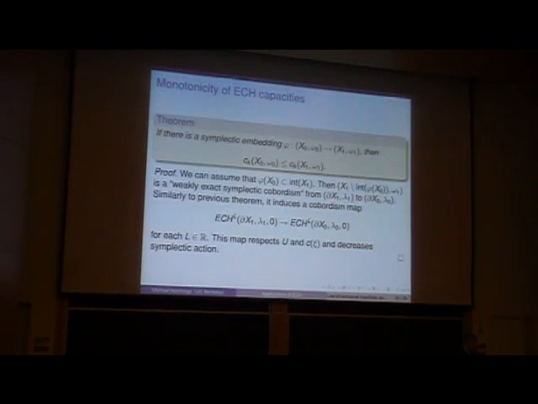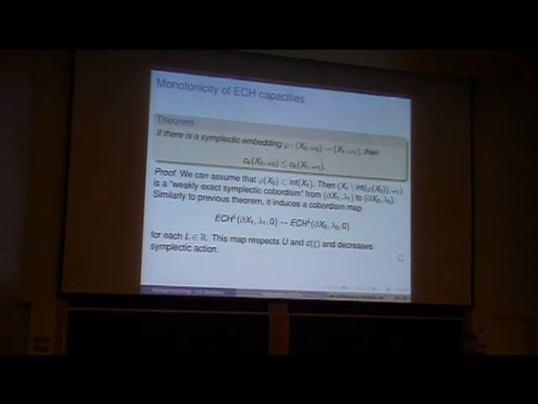The reason why this is useful is because if there exists a symplectic embedding from one of these four-dimensional domains into another, then the ECH capacities of one have to be less than or equal to the ECH capacities of the other. So that immediately implies the only if part of McDuff's theorem: if there exists an ellipsoid embedding, then the sequence of numbers for one ellipsoid is less than or equal to the sequence of numbers for the other ellipsoid.